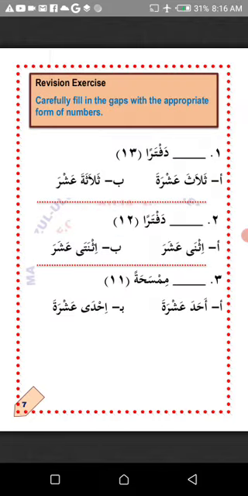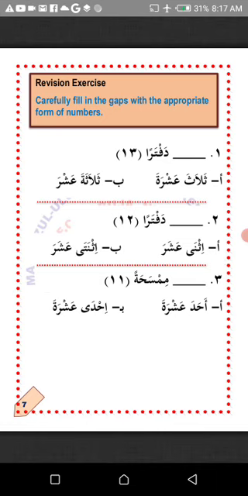Now the revision exercise. So carefully fill in the gap using the appropriate options. Wahid number 1. How do we say 13 notebooks in Arabic? So which of the two is the right form of the number? Is it thalathata ashara or thalatha ashara?